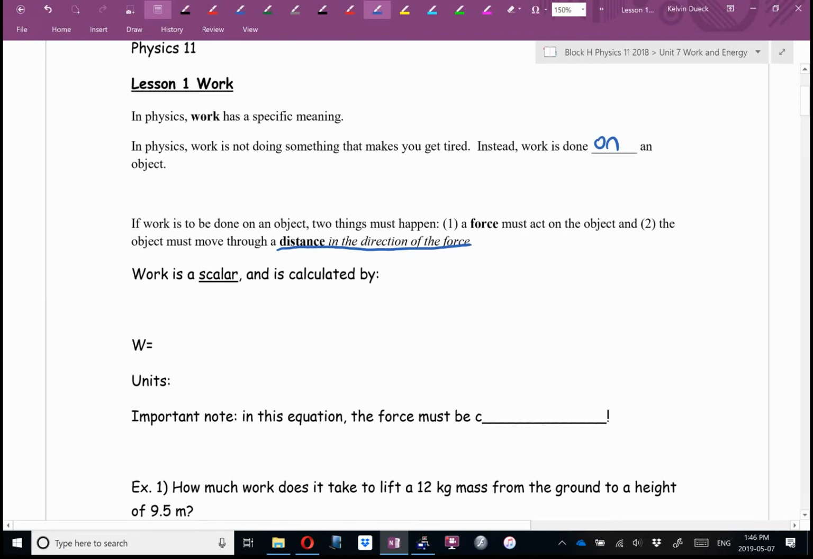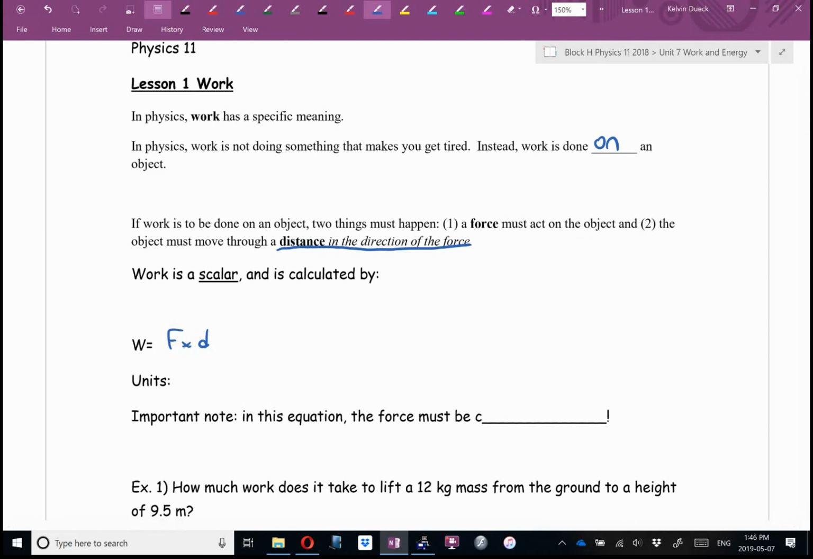Work is a scalar, and it's calculated by, can you find the W equals equation on your formula sheet? Just so you know, it's on the front page about 2/3 of the way down. That's the work energy section. Those couple of lines there are what we're going to be spending about 3 weeks looking at. Ryan, work is what times what? Yep. Force times distance. I think on your sheet I didn't bother putting the times symbol in.